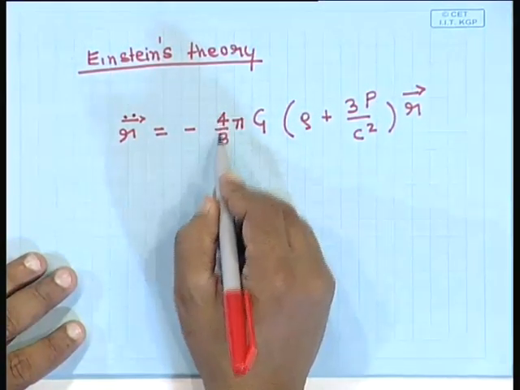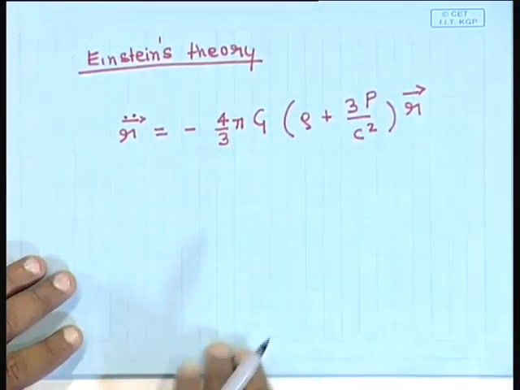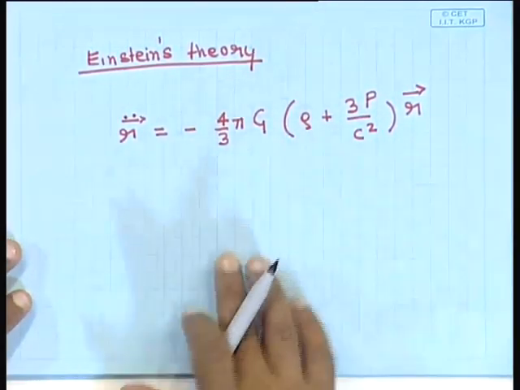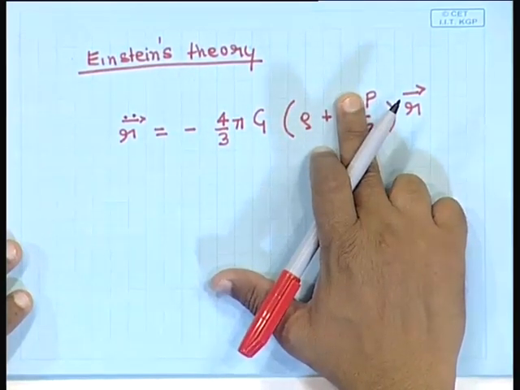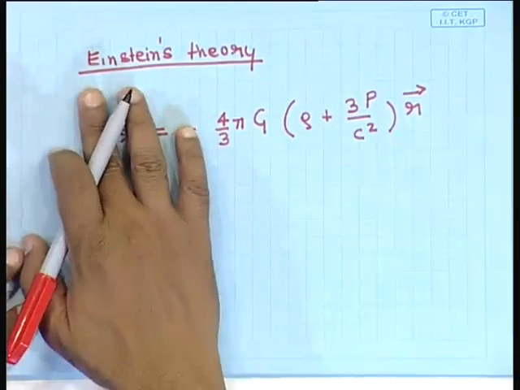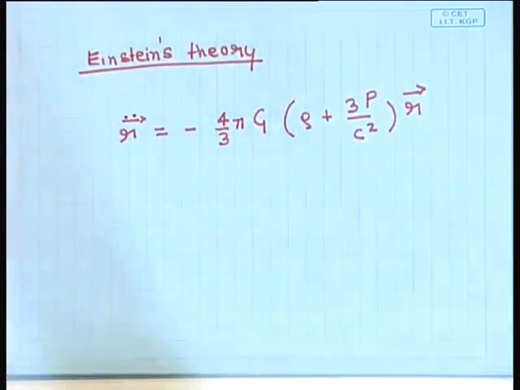So, finally, the acceleration is minus 4/3 pi g, rho plus 3 p by c square, into r. The Newtonian prediction does not have this term due to pressure. This is the extra contribution that comes from Einstein's theory of relativity. So, this is the acceleration on a test particle on the surface of a sphere. Okay. So, we can now convert this equivalently to an equation for the scale factor.